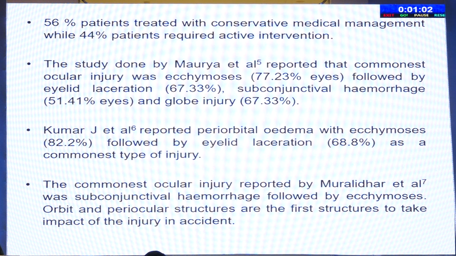56% of patients were treated with conservative medical management, while 44% required active intervention. The study done by Moore et al. reported that the commonest ocular injury was ecchymosis, followed by eyelid laceration, subconjunctival hemorrhage, and globe injury. Kumar Jay et al. reported periorbital edema with ecchymosis, followed by eyelid laceration, as the commonest type of injury. The commonest ocular injury reported by Mudaliar et al. was subconjunctival hemorrhage, followed by ecchymosis. The orbit and periocular structures are the first structures to take the impact of injury in an accident.